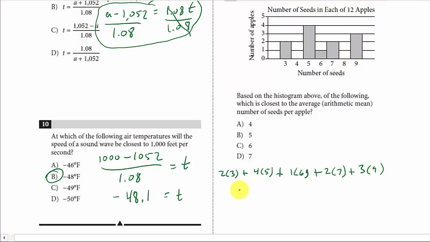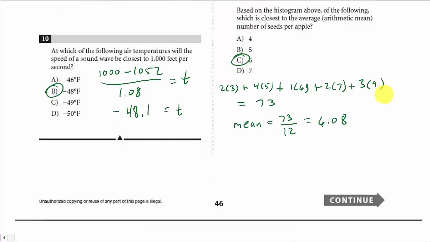If we add all that up, that gives us 73. And so the mean would be 73 over the total number of apples, which is 12. That's going to be 6.08, and the closest choice is 6.